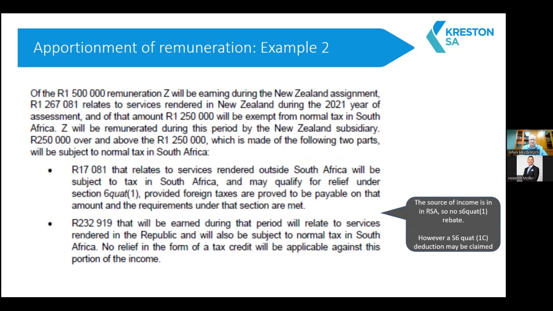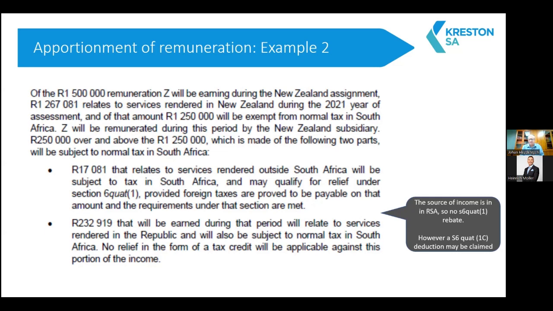So 1.25 million rand of this will be exempt. Now, of the balance of 250,000 rand, 17,000 rand relate to services rendered in New Zealand, 232,000 rand relate to services rendered in South Africa. Now, on the component 17,081, you can get a section 6 quat credit, a rebate, because the services were physically rendered in New Zealand. Of the 232,919, you do not get the credit because the services were physically rendered in South Africa.